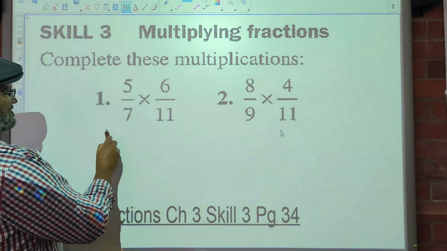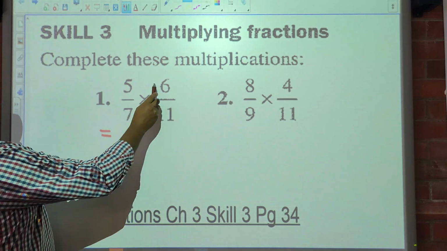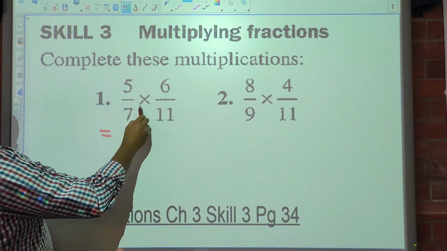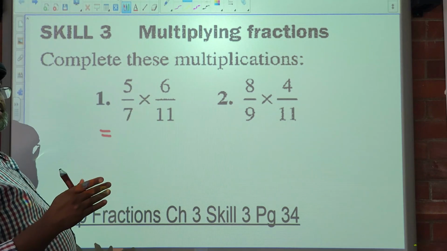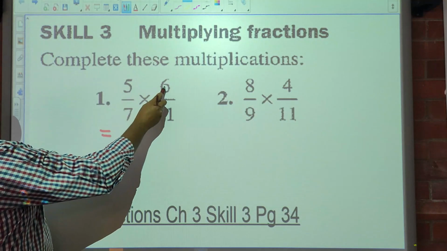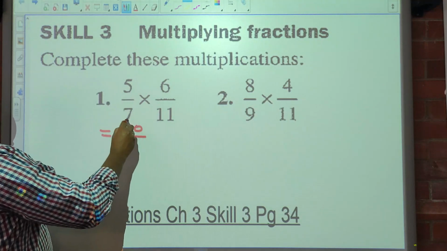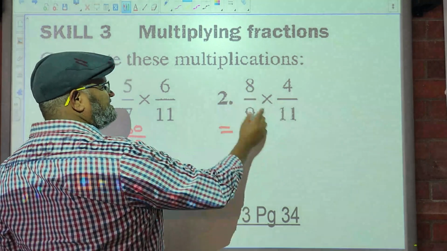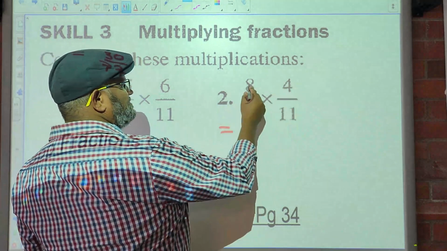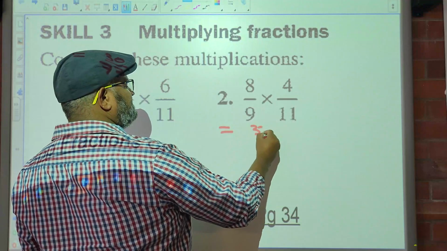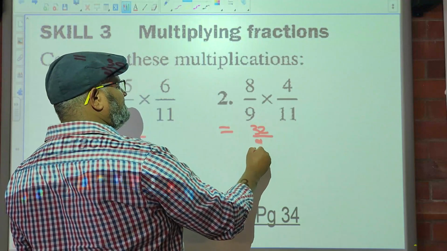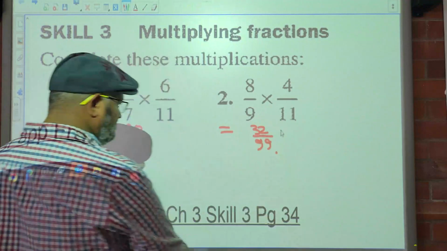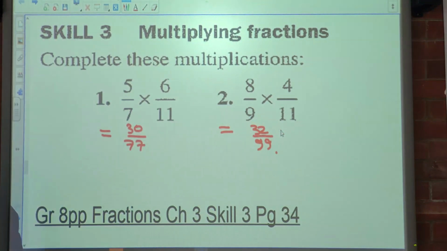So we ask ourselves, is there anything that can cancel here? Numerator and denominator cancel, no? So across the multiplication side, so no. So 5 times 6 is 30. 7 times 11 is 77. Anything that can cancel here? No. So 8 times 4 is 32. 9 times 11 is 99.